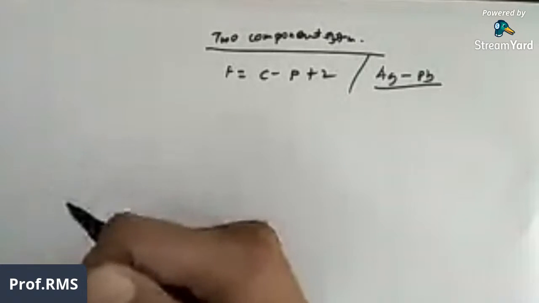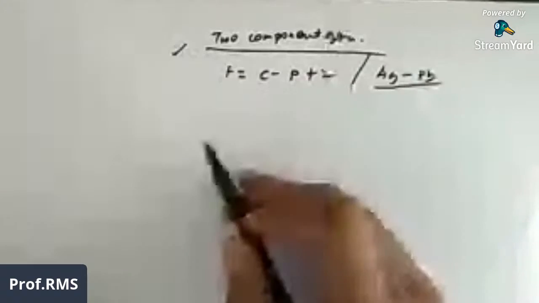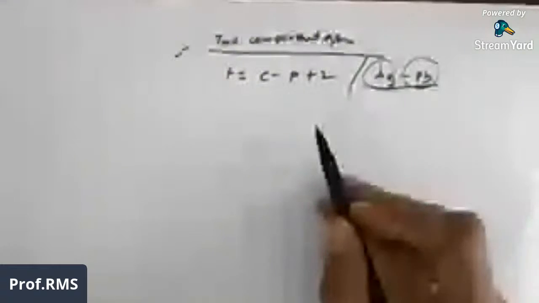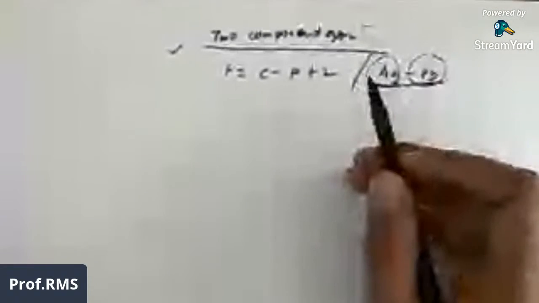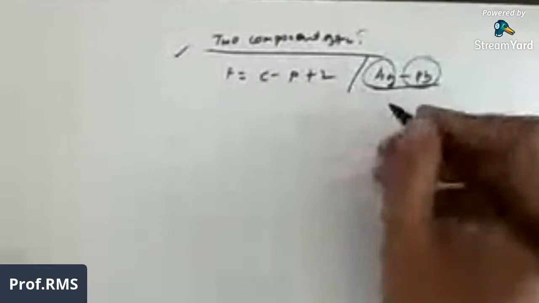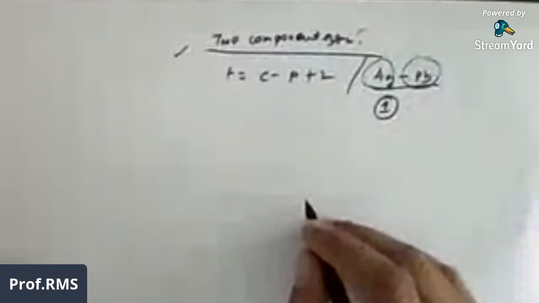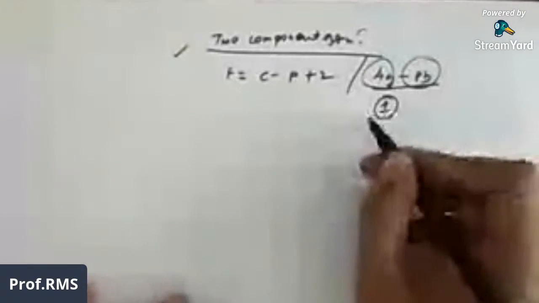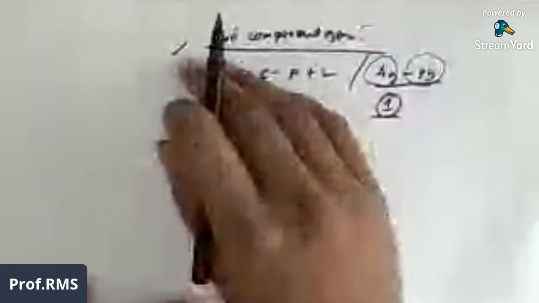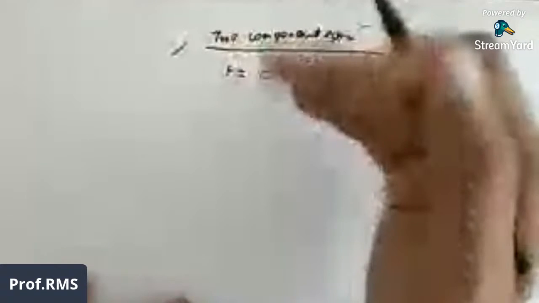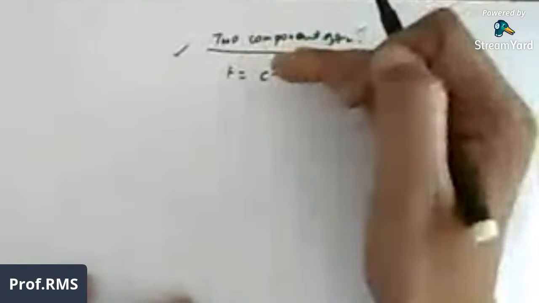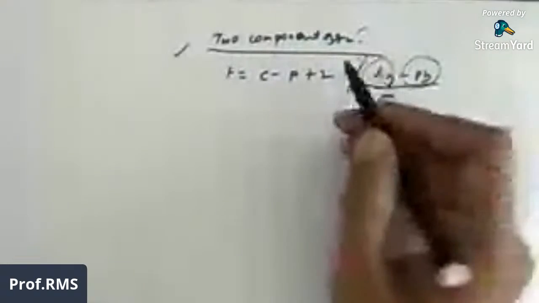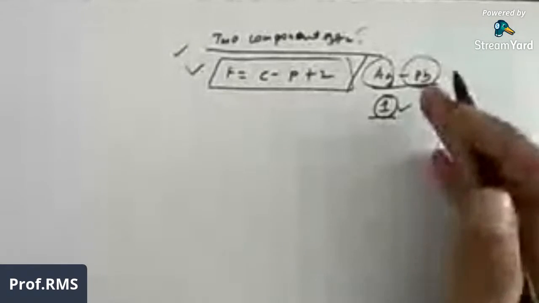So in this case, if we have a two component system where we have two chemical species, the minimum number of phases possible is one. And the maximum number of phases could be 2, 3, 4, but the minimum number of phases possible is one for any component system. For a two component system, if we have one phase, how many degrees of freedom do we need to describe the condition of the system?